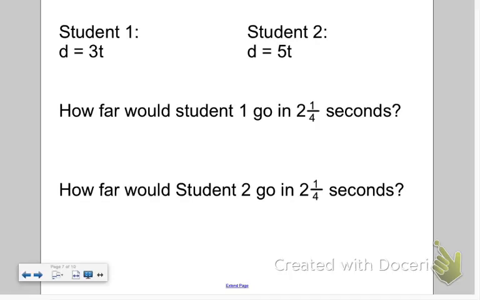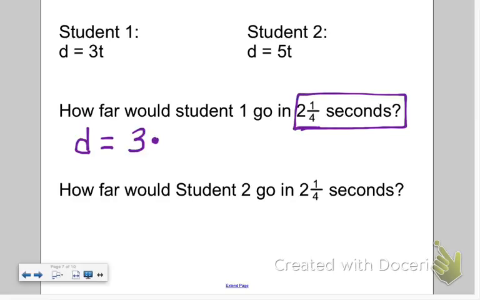Remember how I said that they could be fractions, they could be decimals? This isn't in your workbook, but I want you to try this. Take a look at these two questions. How far would student 1 go in 2 1/4 seconds? Remember, student 1 goes 3 feet per second, so I might plug this into my equation. Distance is equal to 3 times the time. In this case, the time is 2 1/4 seconds, so I'd have to do 3 times 2 1/4.